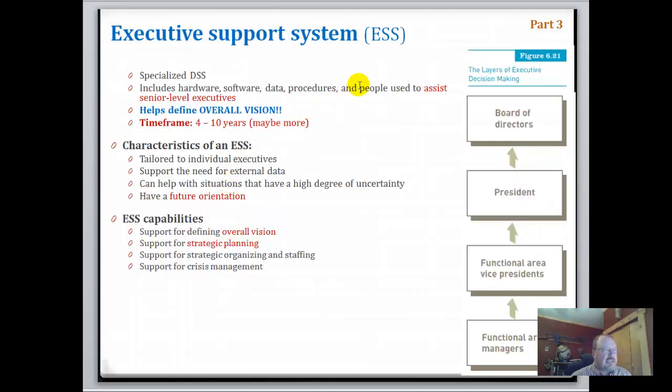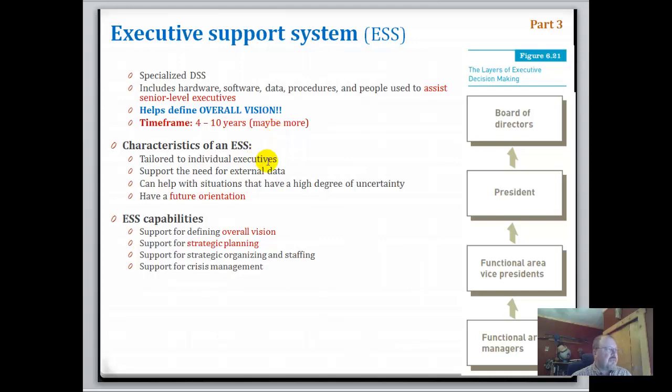Now, an executive support system just goes a little bit beyond the DSS. So it's a specialized DSS, includes hardware, software, data, procedures, people, all the parts of an information system used to assist senior level executives. That's the deal. So it helps define the overall vision, and that time frame stretches out to probably 4 to 10 years for long-term strategic decision making.